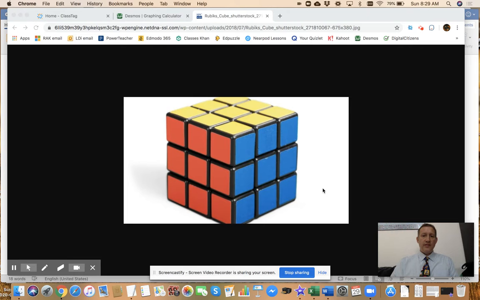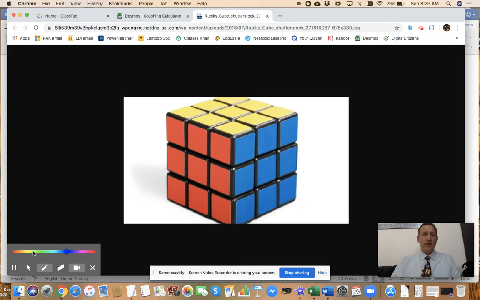Today, our lesson is about cubes. So, what does it mean to be cubed? What does it mean to be squared? Well, let's think about what it means to be cubed. We're going to use a Rubik's Cube. That's going to help us illustrate what it means to be cubed.